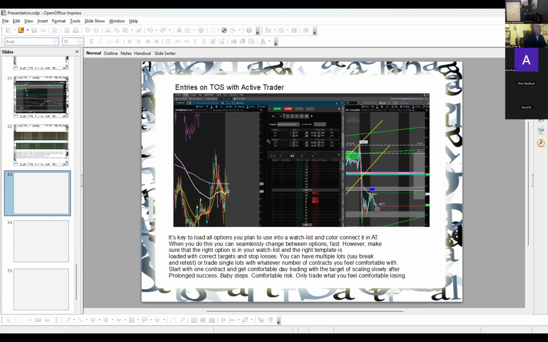One thing I would caution you guys is, if you're using Active Trader on TOS and you have your template set up, just double check that everything is looking okay, because sometimes these can be a little quirky. So I always like to double check them in the morning before I'm trading. Okay, so that's the Thinkorswim setup.